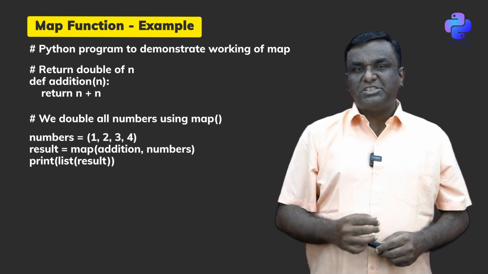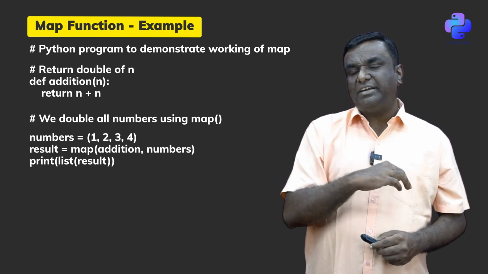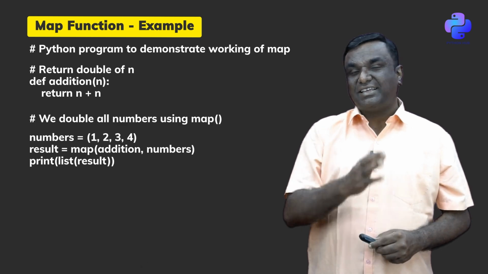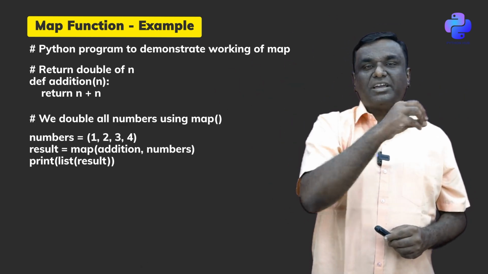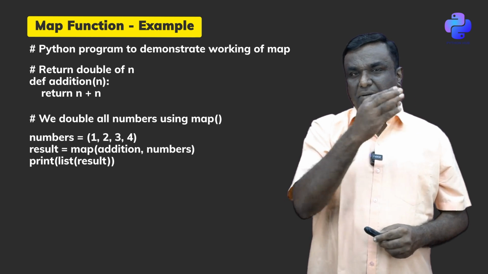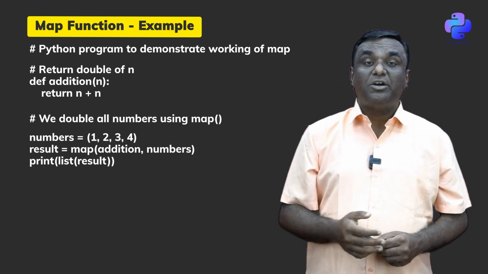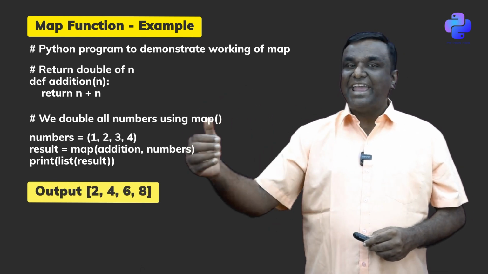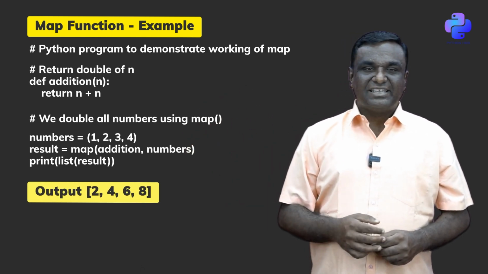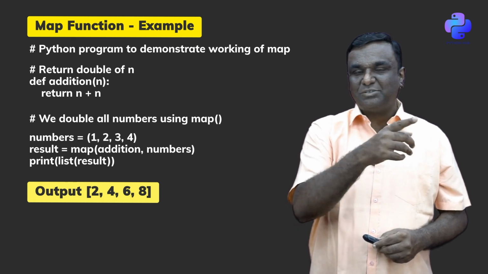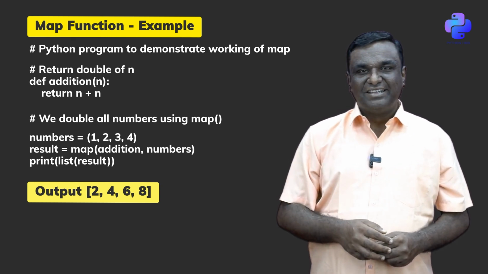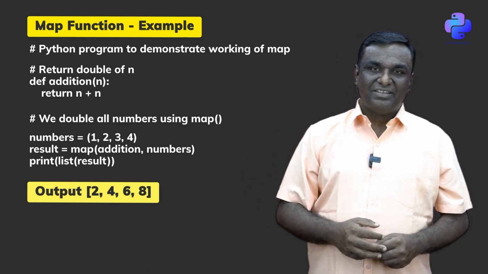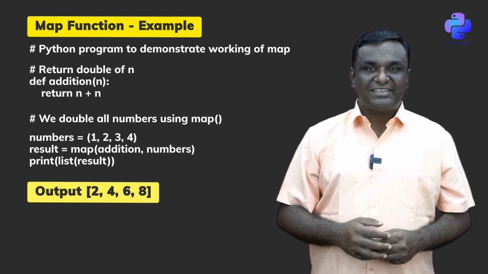So when I execute this piece of code and when I try to print the list, what will happen? If I print result, as you can see, print list of result, what will be the output? The output will be 2, 4, 6, 8. But notice this thing, numbers is 1, 2, 3, 4 within parenthesis, but the output here is 2, 4, 6, 8 within the square brackets. Do you see a difference here in the syntax?